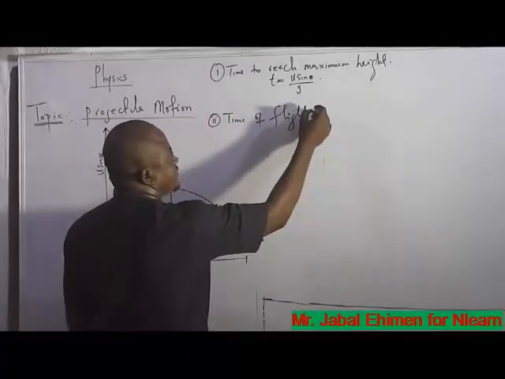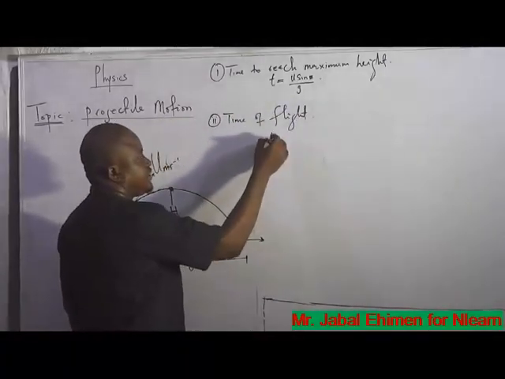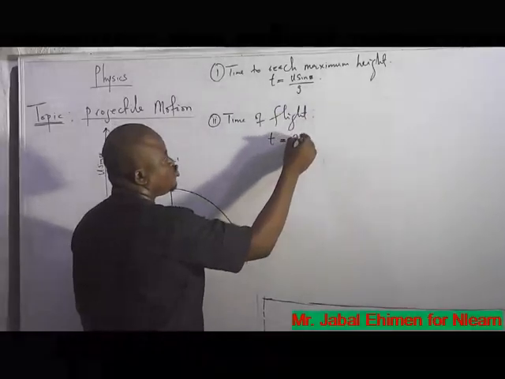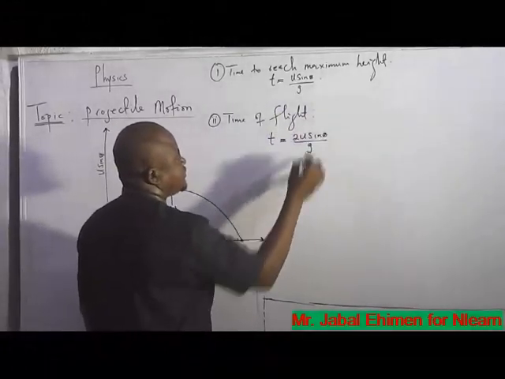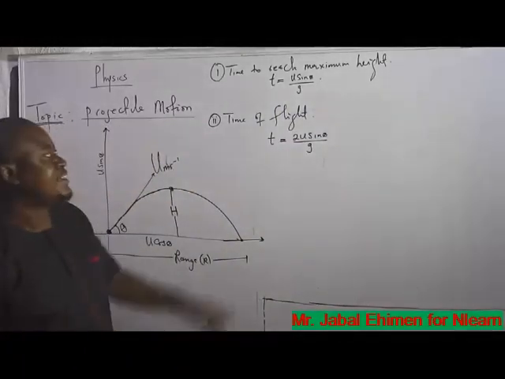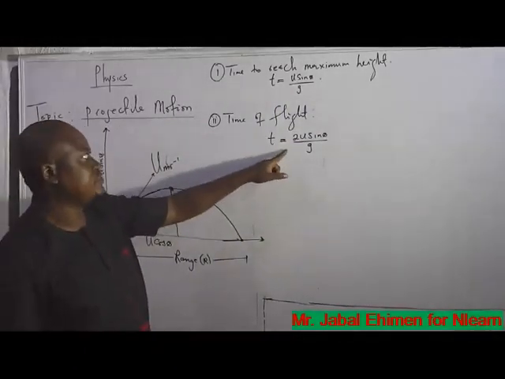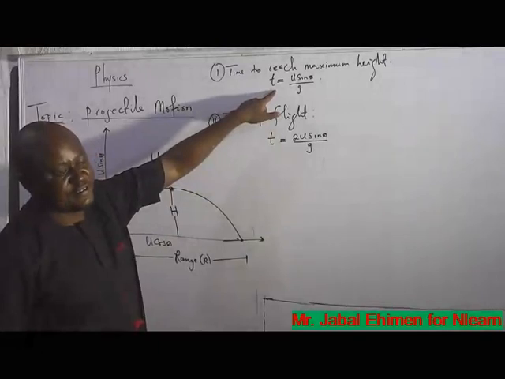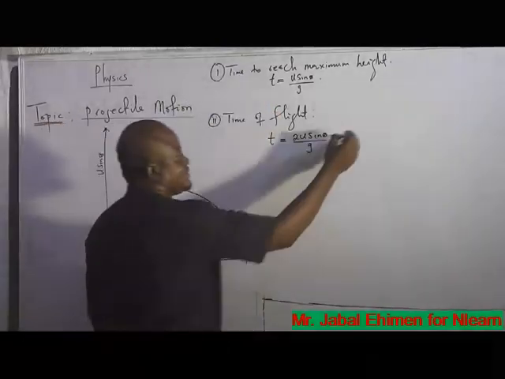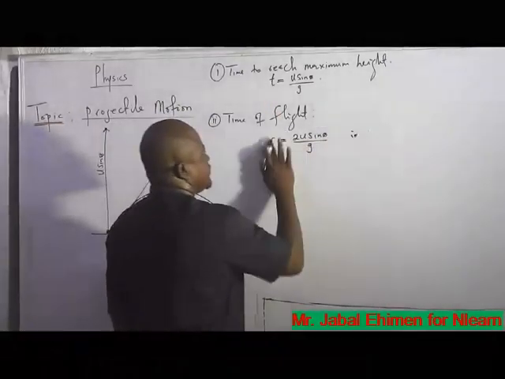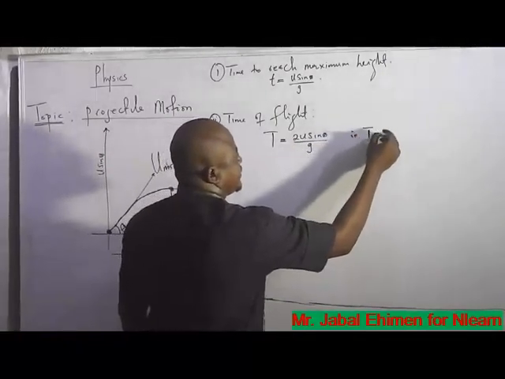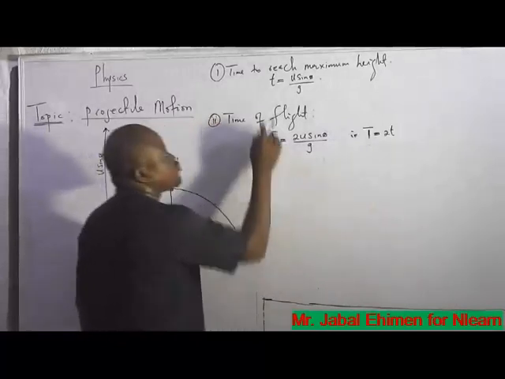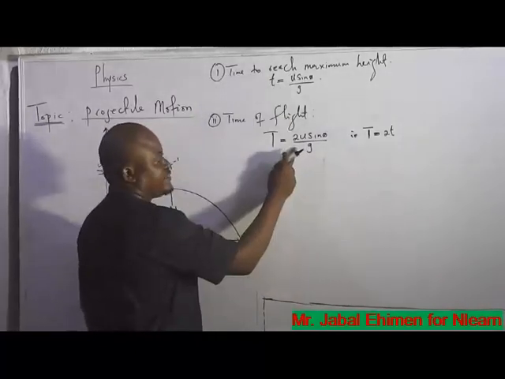Time of flight. That time of flight has a value. It is capital T and is equal to 2u sine theta over g. Now you can see that the time of flight is 2 times the time to reach maximum height. So that is, sorry, that's capital letter T. That is, capital letter T is 2t. So when you multiply by 2, you get this.